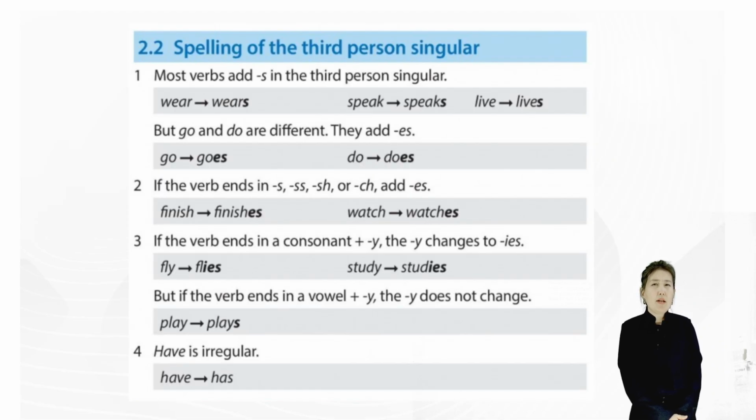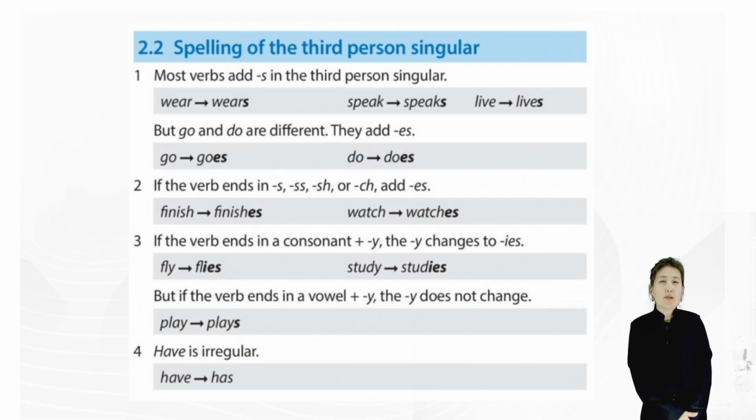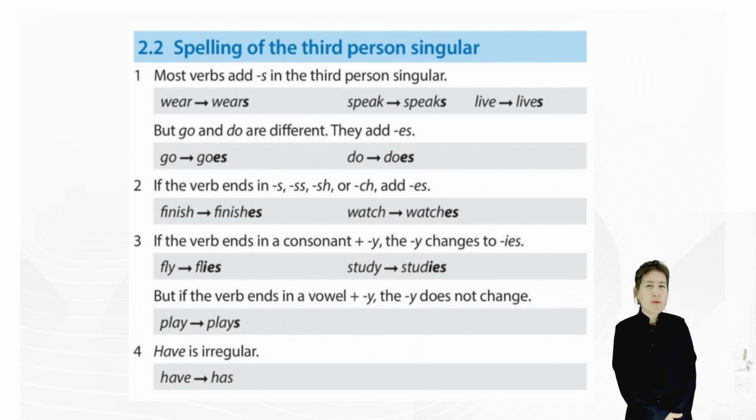Here is the spelling of the third person singular. First, most verbs add s in the third person singular. Wear, wears, speak, speaks, but go and do are different. They add es. Go, goes, do, does.